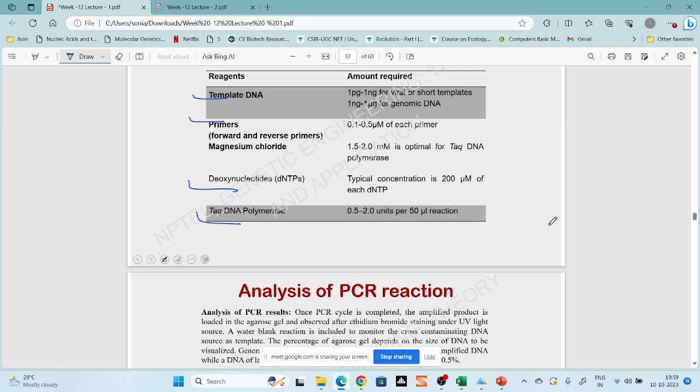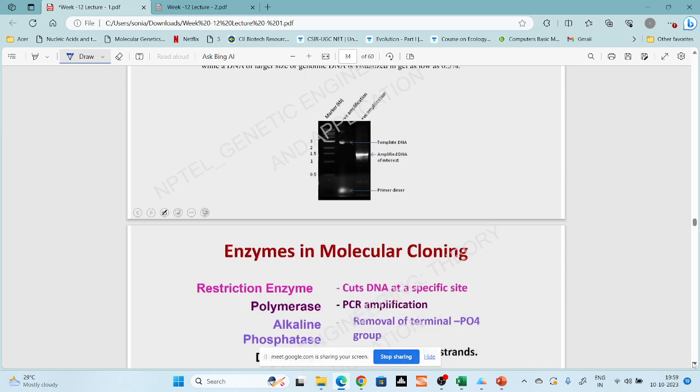Then you have to analyze your PCR reaction results. For that, you need a marker, which is basically a ladder. This ladder is commercially available in the market, and it helps to determine the size of the band. Suppose I ran a 1 kb ladder.